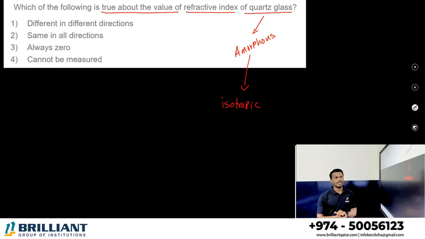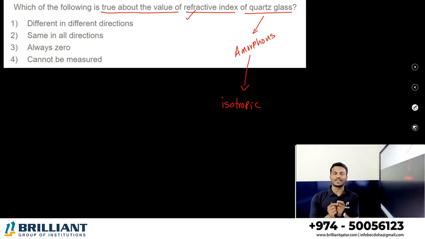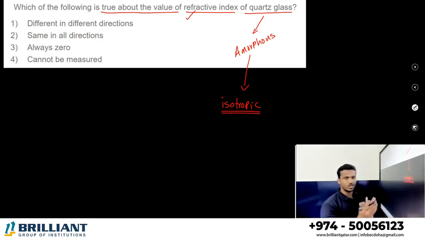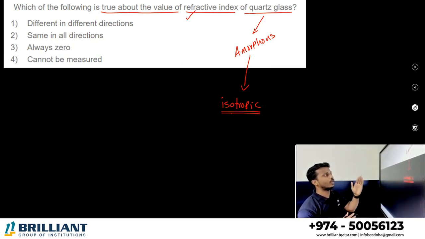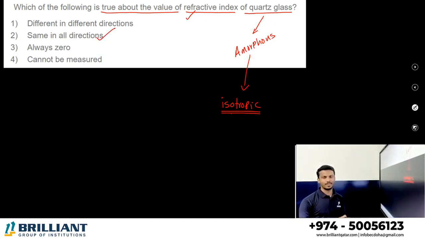Why isotropic in nature? What is the meaning of isotropy? If you are calculating some physical properties, like electrical resistance or refractive index of a compound, through different directions, and you get the same value, then it is said to be isotropic in nature. So what is the answer, dear all? Quartz glass is an amorphous solid. Amorphous solids are isotropic in nature. Isotropic means that when you calculate the physical property in different directions, you get the same value. The answer is: same in all directions. If it is different in different directions, that is called anisotropic, which is found in crystalline solids.